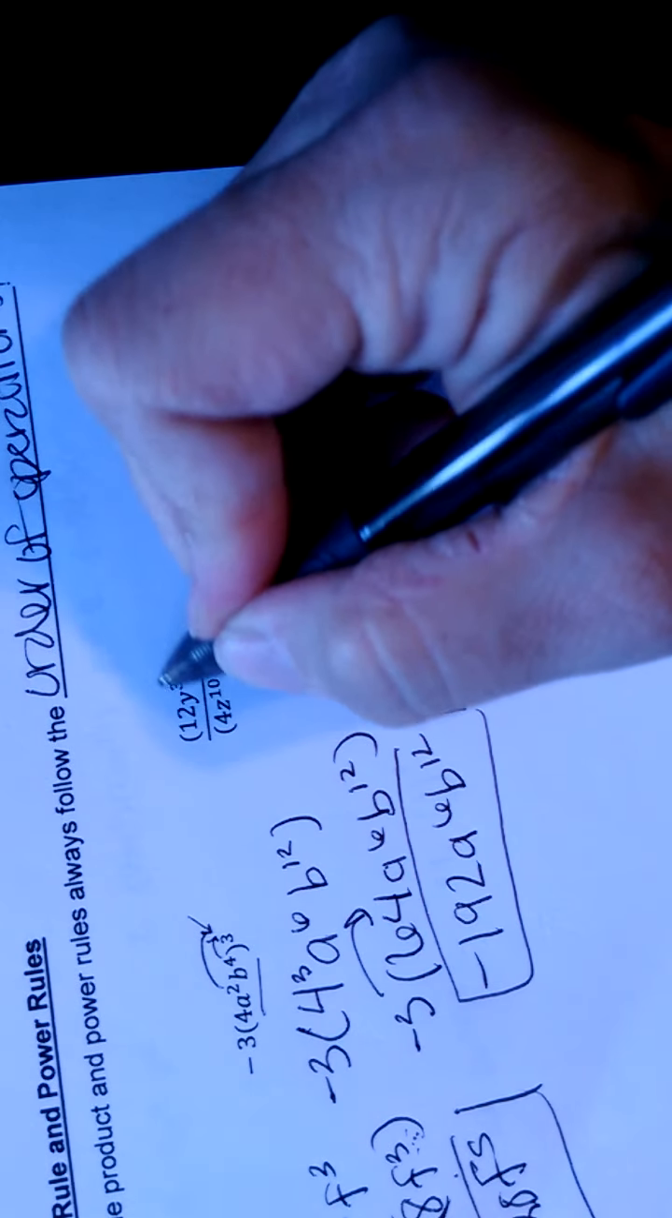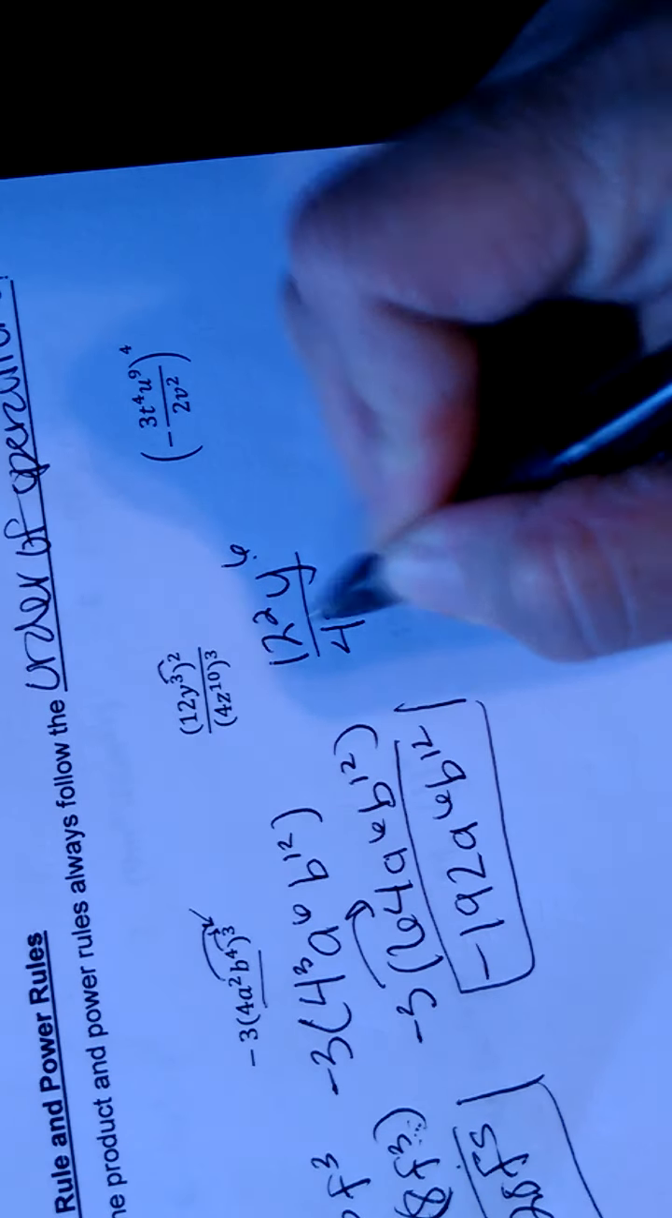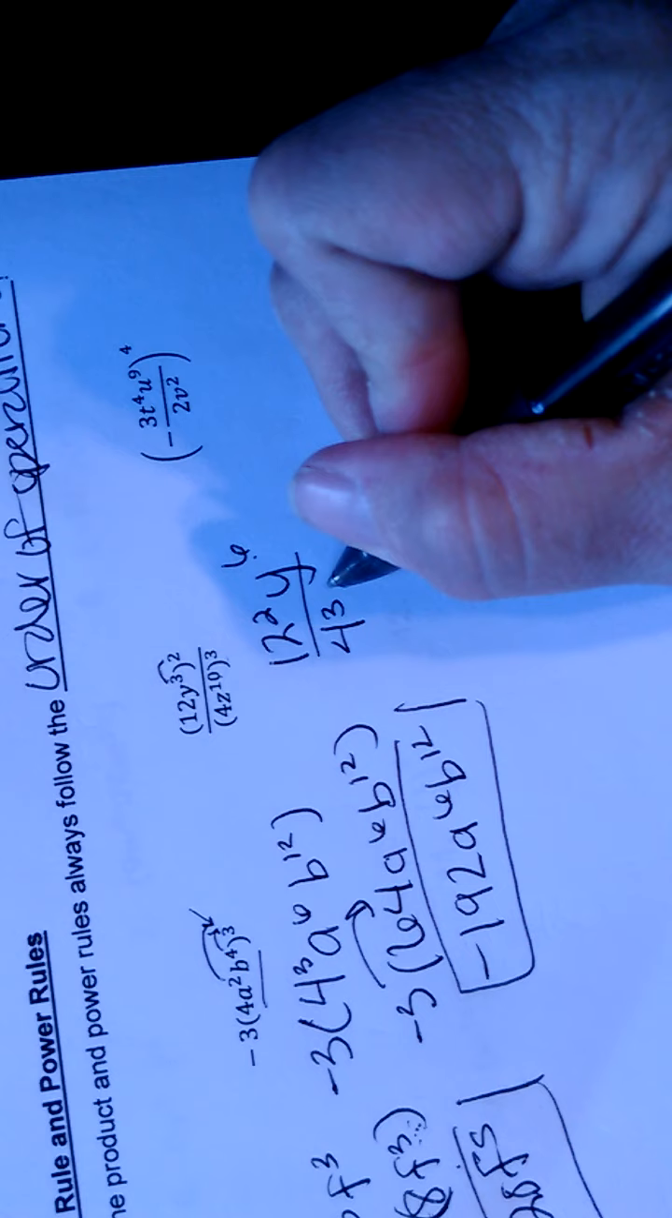This one here, you're going to see me again taking everything in those parentheses to the second power, everything in those parentheses to that exponent. So you'll see me with 12 squared. 3 times 2 is y to the 6th. 4 cubed, z to the 10th raised to the third power. So 10 times 3 is going to be z to the 30th power.